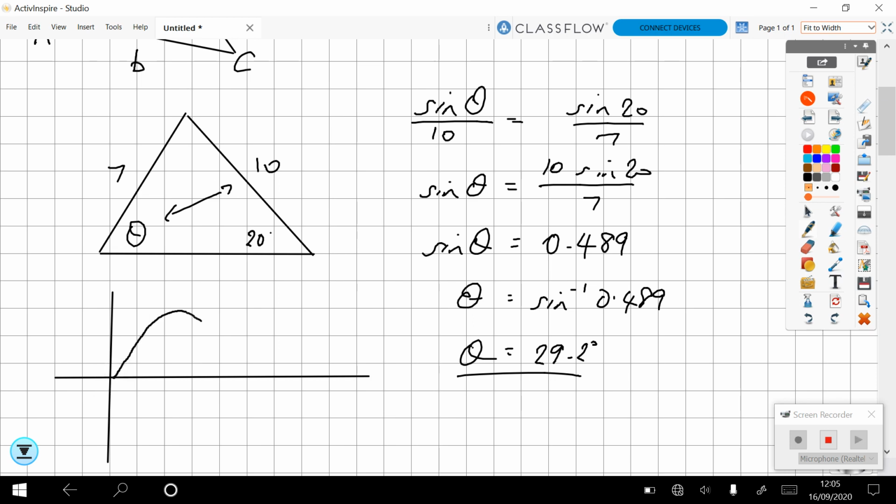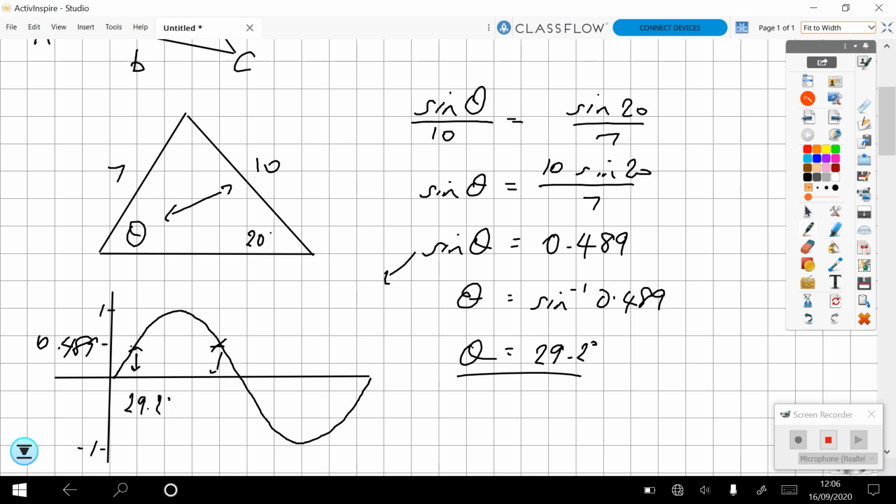There's your sine curve between 0 and 360. Sine of theta equals 0.489. 0.489 is about there. And so there's a solution there, and there's also a solution there, as well as numerous other solutions if we were to move backwards and forwards along the sine curve. So there's the 29.2 degrees that we got.